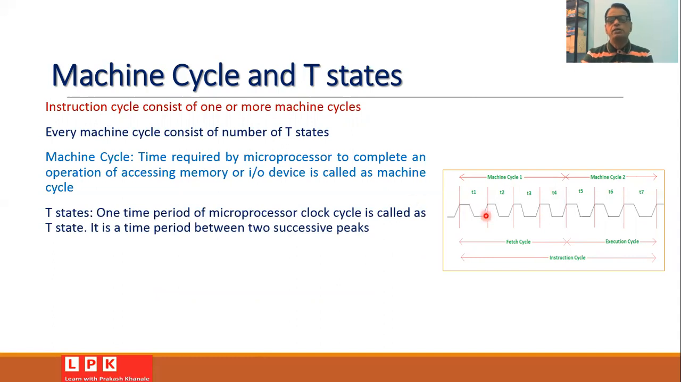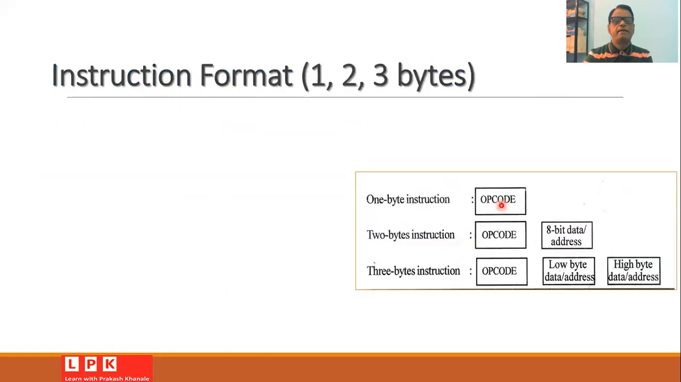A T state, as shown in this figure, is one time period of the microprocessor clock cycle. There are a number of T states in one machine cycle. It is the time period between 2 successive peaks of the clock pulses, and this is called the T state of the microprocessor. One machine cycle consists of a number of T states, and one instruction cycle may consist of a number of machine cycles.